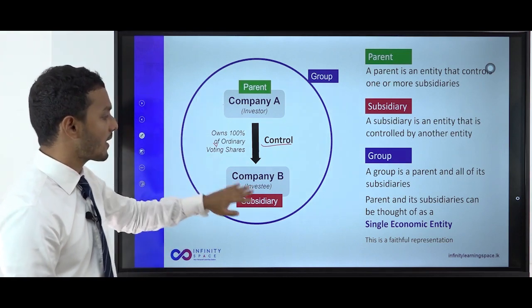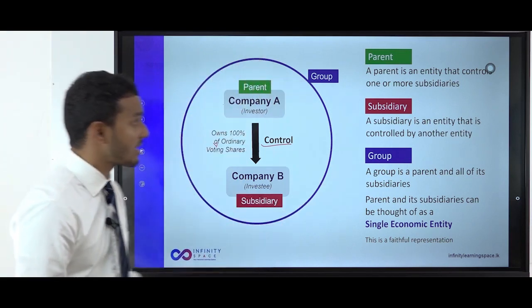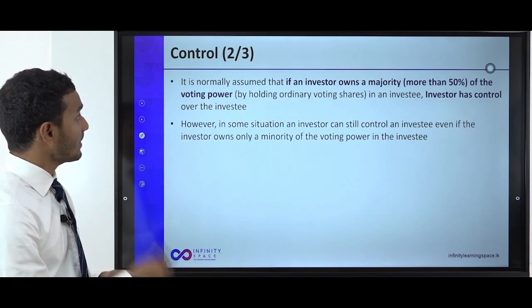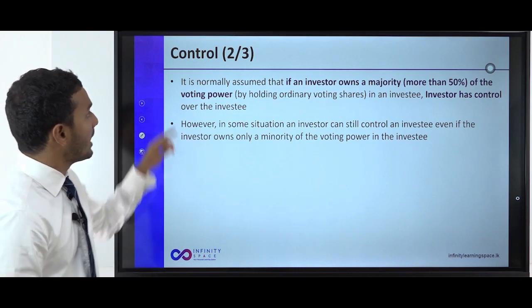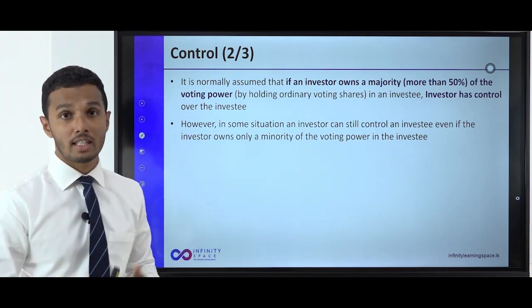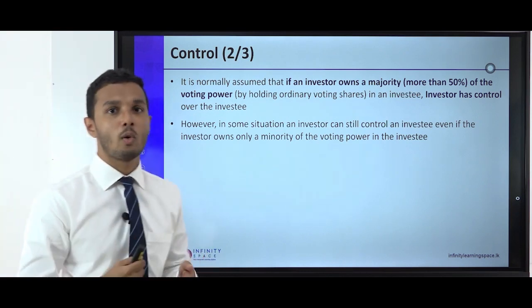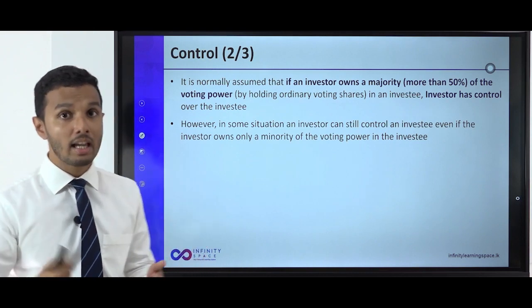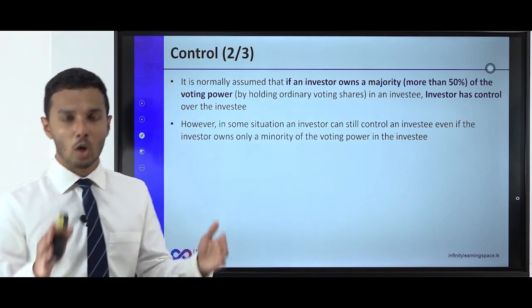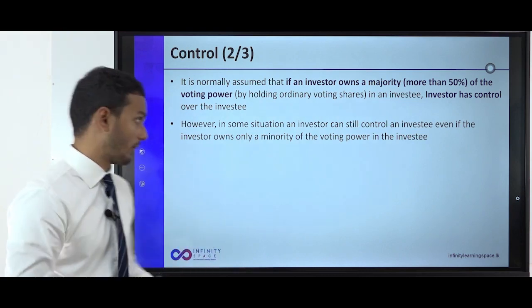And once the investor has control over the investee, a parent subsidiary relationship is created and we get this purple circle, the group is formed, right? So next, just wrapping up control. We normally assume, especially in exam questions, that the investor has control over the investee if the investor has more than 50% of the voting power, meaning if the investor owns more than 50% of the ordinary voting shares, we assume that the investor has control over the investee, right? We don't really have to analyze it a lot.